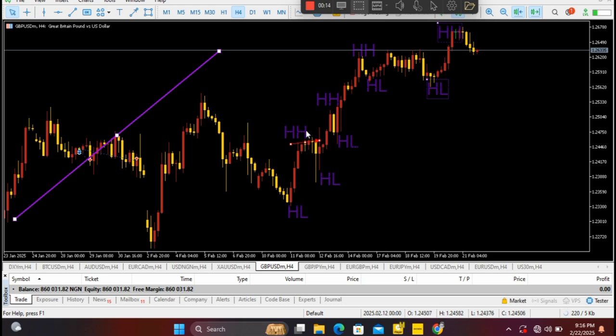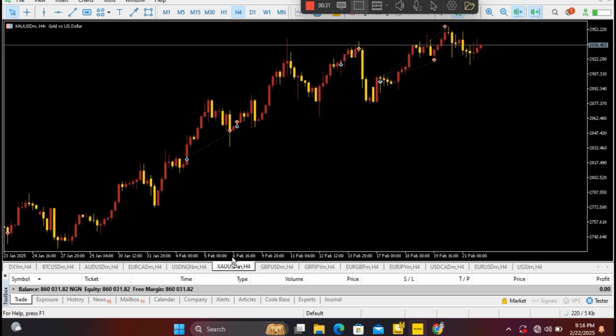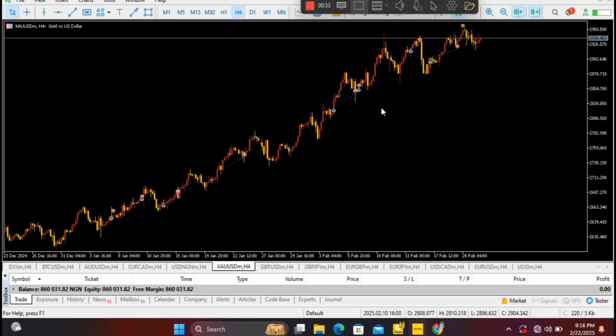Now take note, we are on the GBP/USD on the H4 time frame. It's clear and easier to identify a trend on the H4 time frame. Now, if I use my trend line, you can see that my trend line can confidently connect the dots of all the higher lows of the market, which shows that whenever the price comes to my trend line, it will go up.